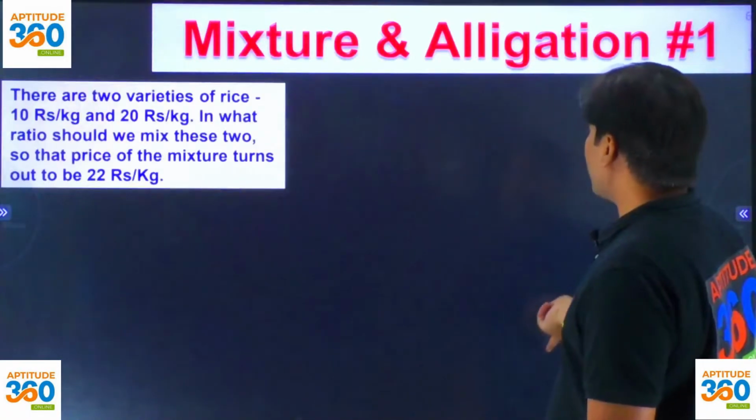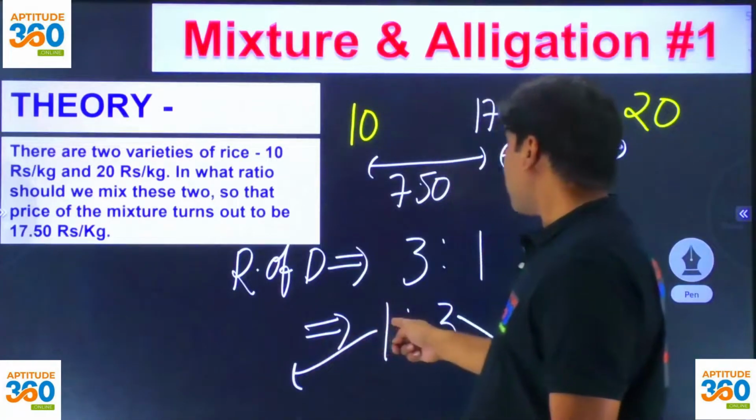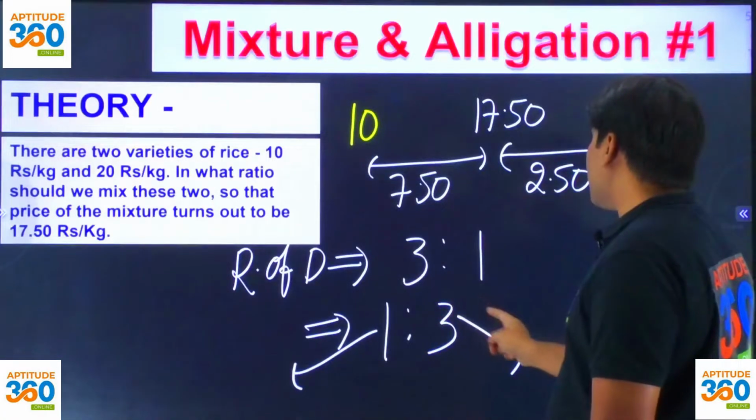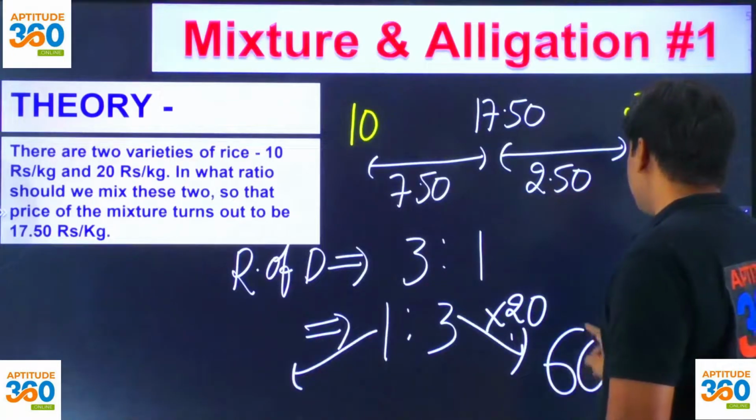Now can you verify this? Yes, you can verify this. आप क्या कर दो, ये वाली variety को 1 किलो ले लो, ये वाली variety को 3 किलो ले लो. अब 3 किलो लिया तो 3 into 20 करोगे, which is coming out as 60.